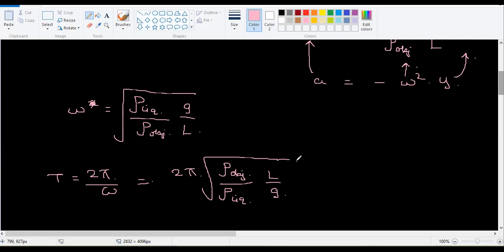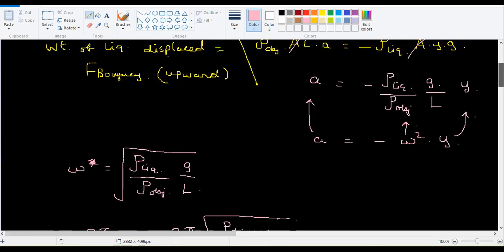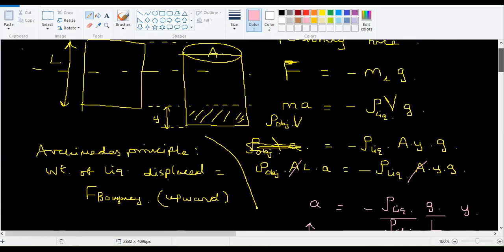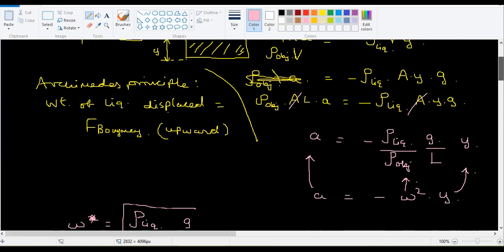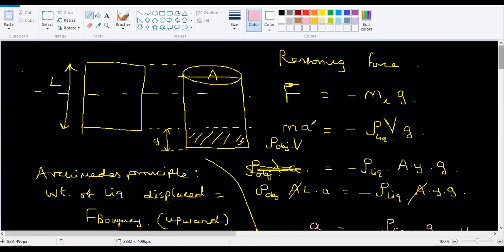Any questions? So they ask you to derive the time period or frequency for a floating cork. This is what you are supposed to write. Any steps which is not clear? This is asked in the textbook. Okay. The numerical, very often they may ask you this. Okay, so that's the first derivation I wanted to do. It's a derivation, but it gives you numerical questions.